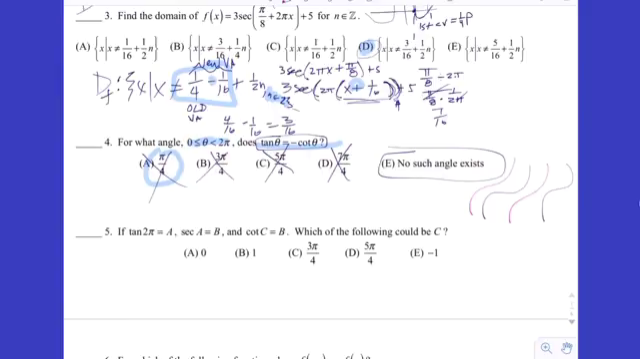Any other comments or questions about number 4? Did someone else do it a different way? Because those are the two ways I would recommend. Okay.